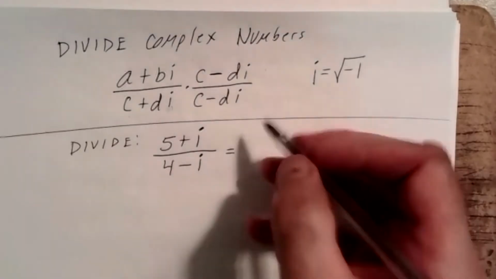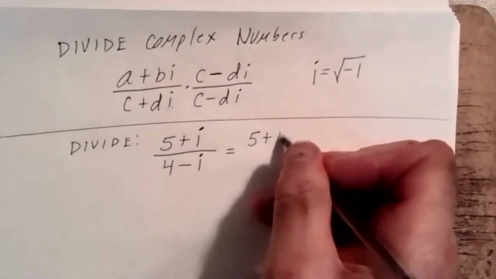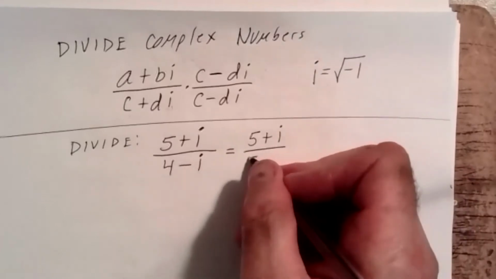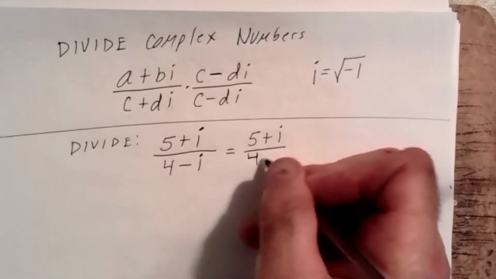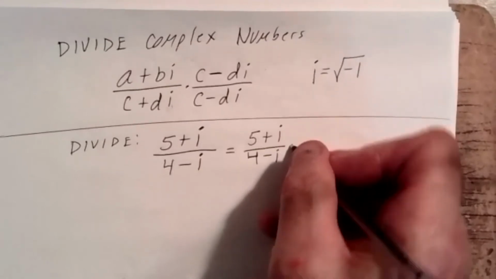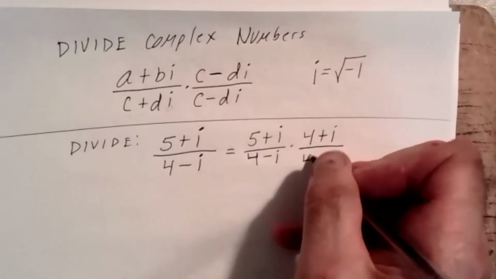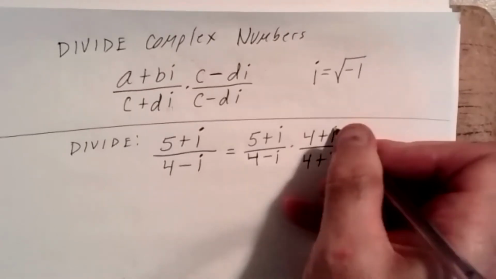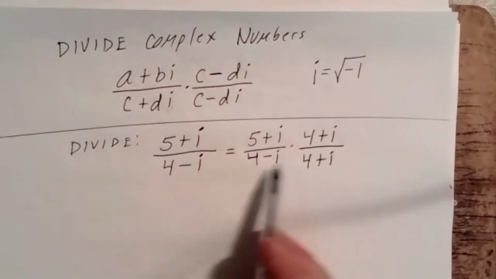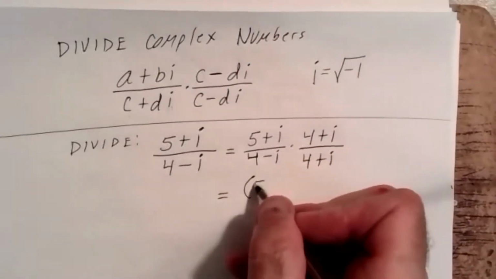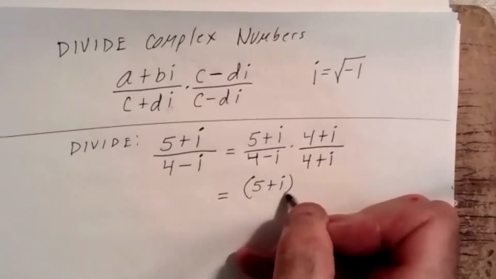Times by 4 plus I. Yeah, we multiply the numerator and denominator of this by the complex conjugate of 4 minus I, which is to say we're going to multiply top and bottom of this thing by 4 plus I. 4 plus I is the complex conjugate of 4 minus I. All right, let's take care of the business now. We got in our numerator, we got 5 plus I that has to be multiplied by 4 plus I.